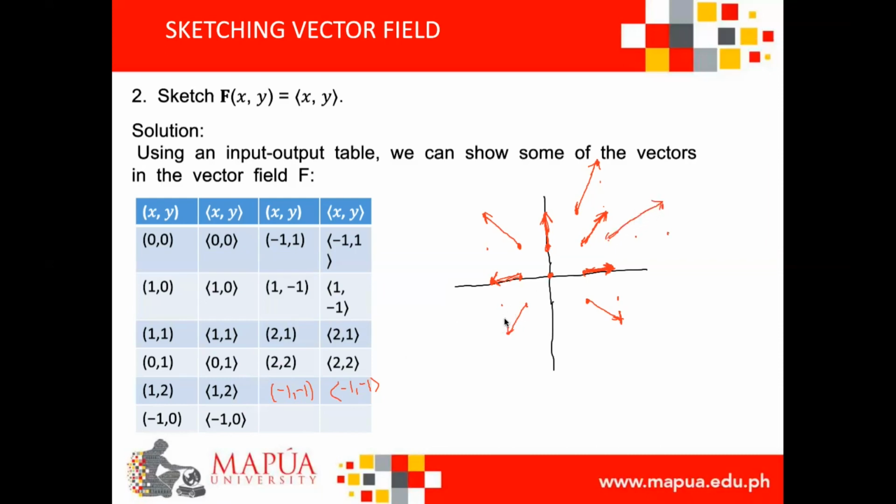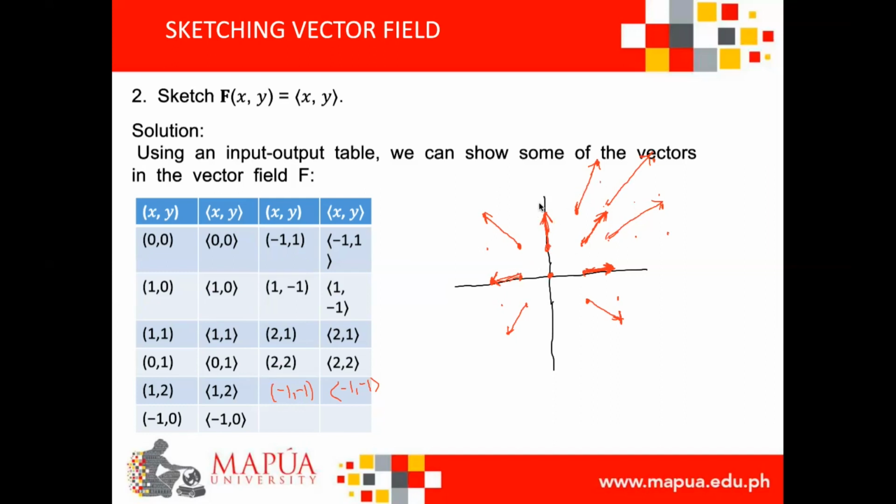Then we have 2, 2. So 2, 2, we have with us 1, 2, then 2, 2 here. So this is your 2, 2 a while ago. So we can now see the pattern of your vector field. It will look like this.